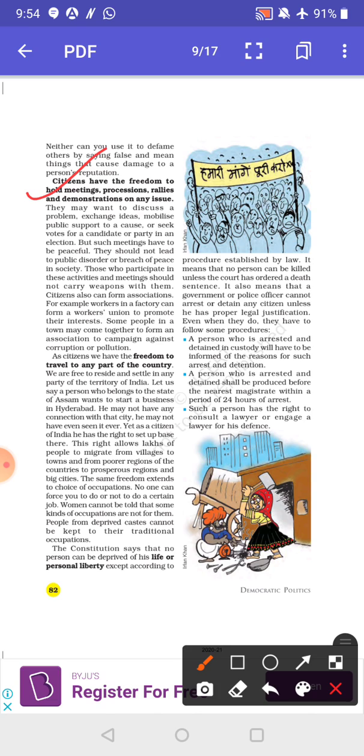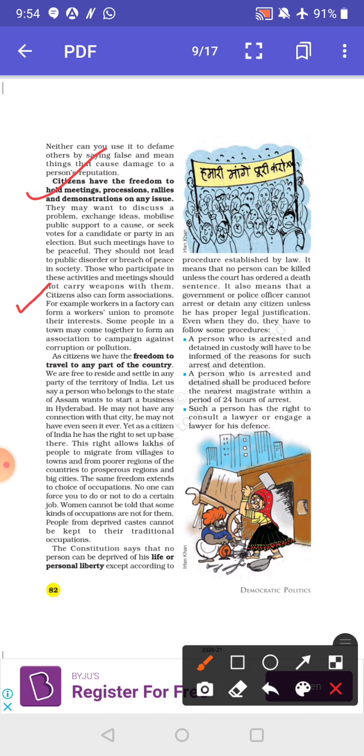Now there is also one more freedom, that's a freedom given to the citizens to form associations. Now what are associations or unions? They are a group of people working in the same organization. For example, the workers working in a factory can form a workers union, or some laborers working in a mill can form a labor union.